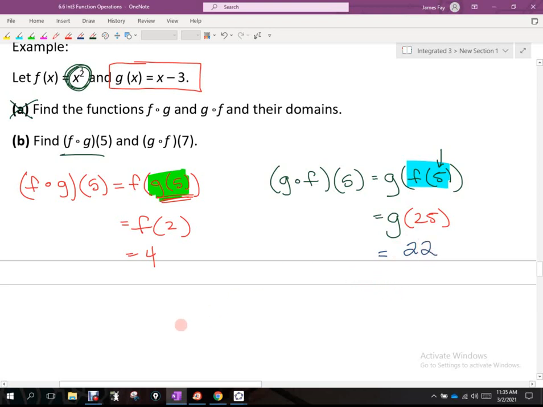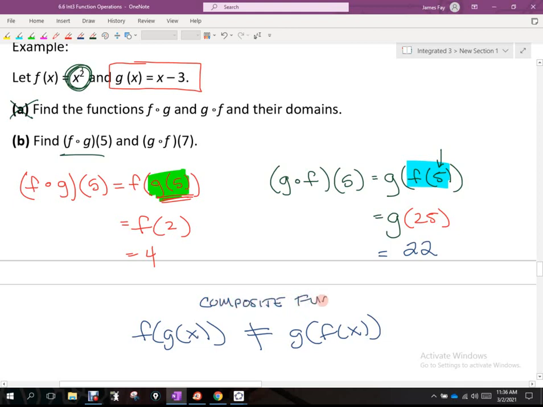So now I'm going to ask this question. Does the order that I compose functions matter? Are those two things equal? No, they're different. Here we're seeing one's 4, one's 22, right? So they're different, okay? So what I want us to understand is that composite functions are not, okay? And when I say this, I'm not saying that it couldn't happen. I'm just saying in generalities, it is not a universal truth, okay?